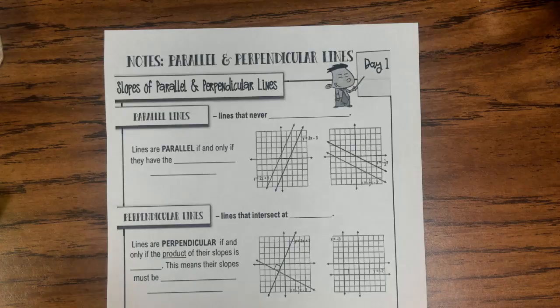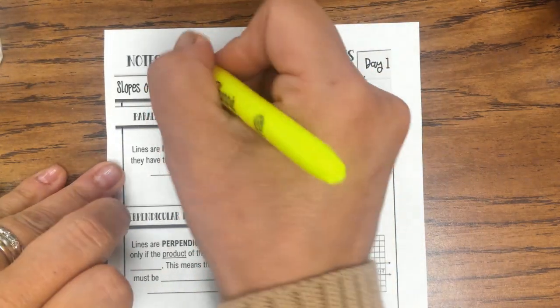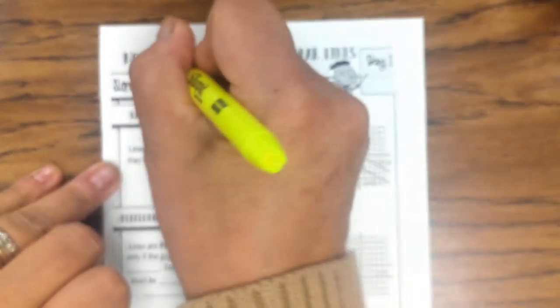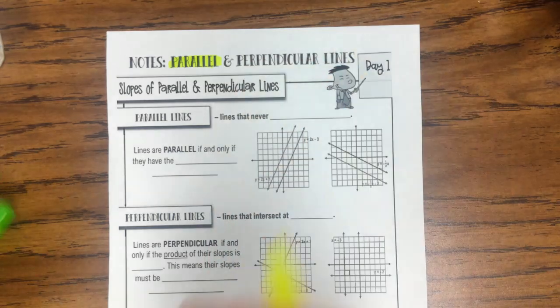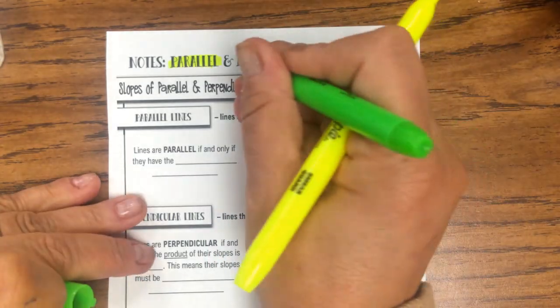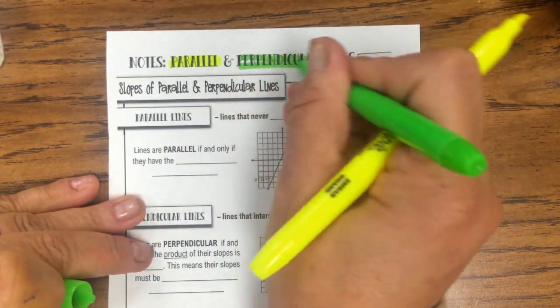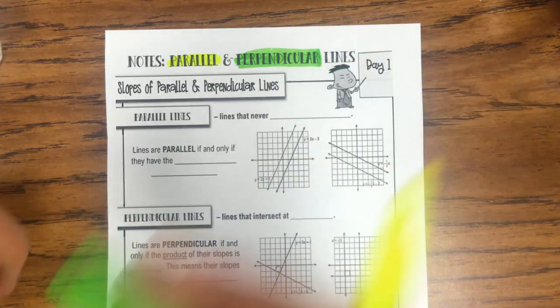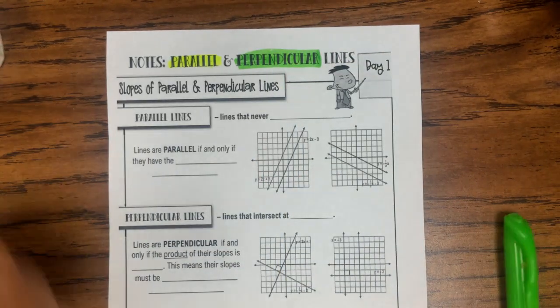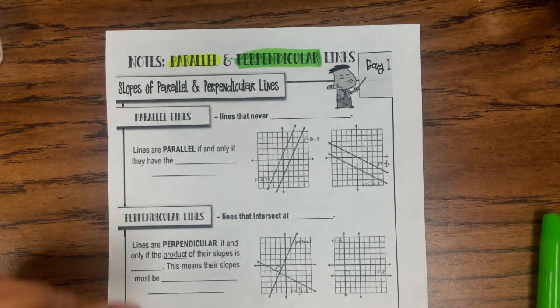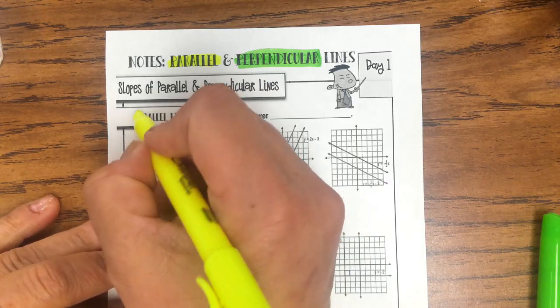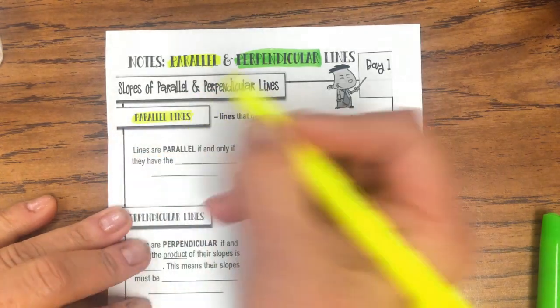So first today we're going to look at parallel lines and perpendicular. We're actually just going to look at their slopes today, and then tomorrow when I'm back we'll be graphing them. So the first thing we're going to identify is parallel lines and define it.